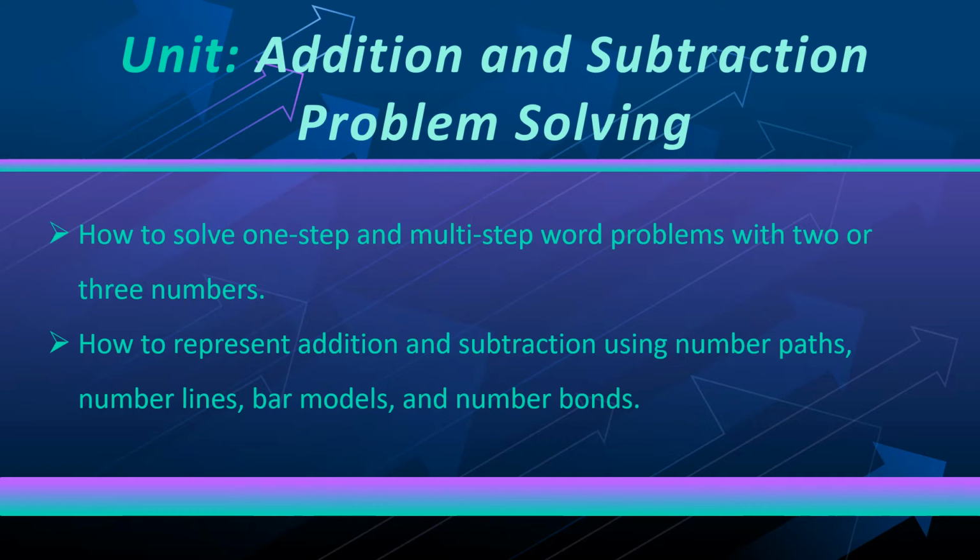This first grade unit of study, addition and subtraction problem solving, encompasses the following key learning goals: how to solve one-step and multi-step word problems with 2 or 3 numbers, and how to represent addition and subtraction using number paths, number lines, bar models, and number bonds. These goals can also be found in the STEMscopes Scope 5 parent letter.